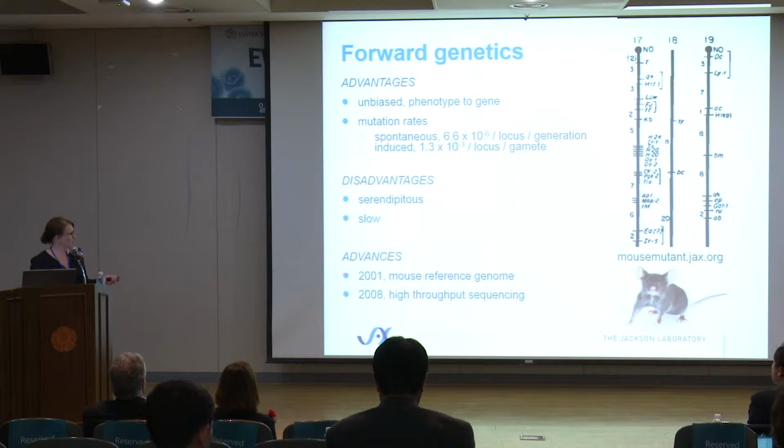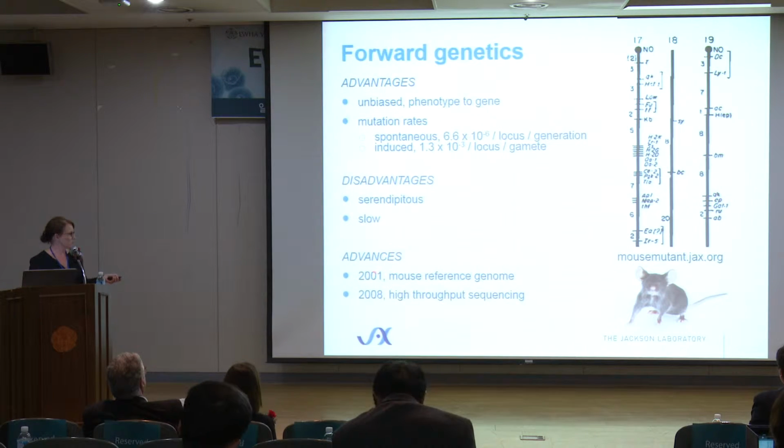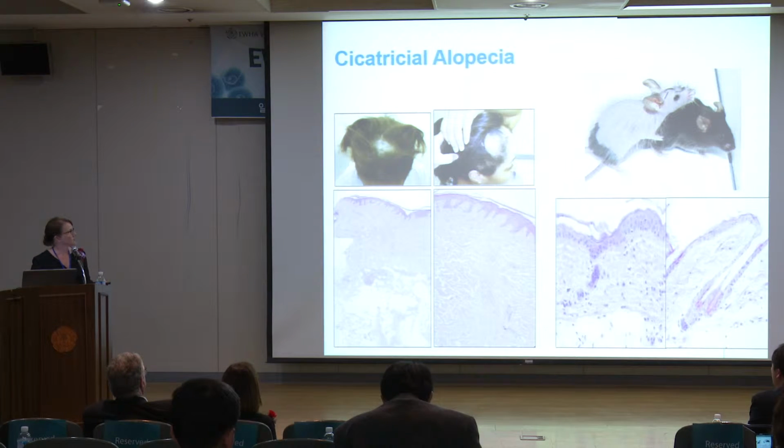A couple of the advances really changed for us the way that we map genes. These are actually old chromosome maps, the old-fashioned way that we would identify genes just by linkage. But when the mouse reference genome was published in 2001, and then later high-throughput sequencing was first published and started to be used, we had a huge advantage of being able to quickly go from a mouse phenotype to a gene of interest.